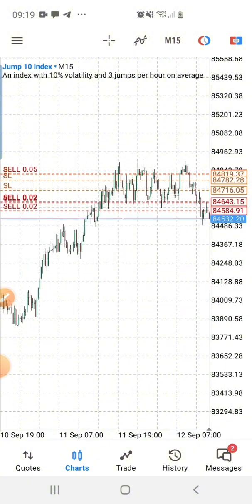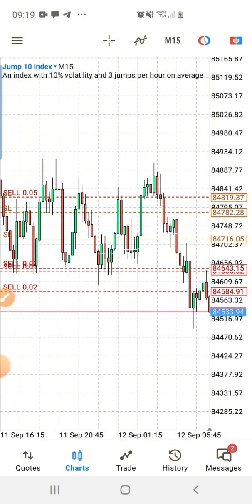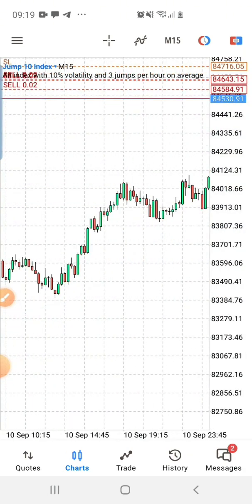Now if you look, I have about four or five entries right here. Now this strategy, if you have the knowledge of change of character or break of structure, in fact you don't have any issue. Even if you don't have any knowledge about all these things I just mentioned, you still don't have any issue, because I'm going to explain everything in this video. So let me quickly go to somewhere clean.